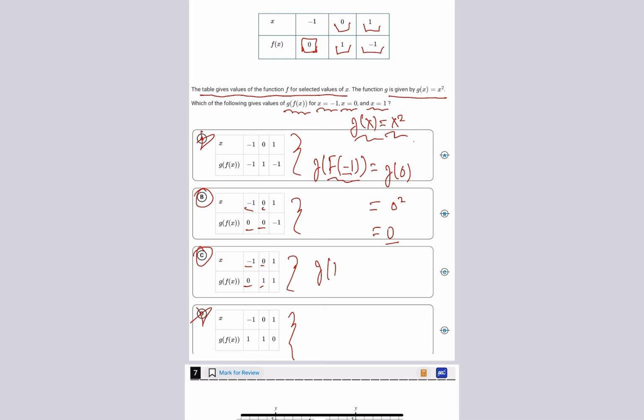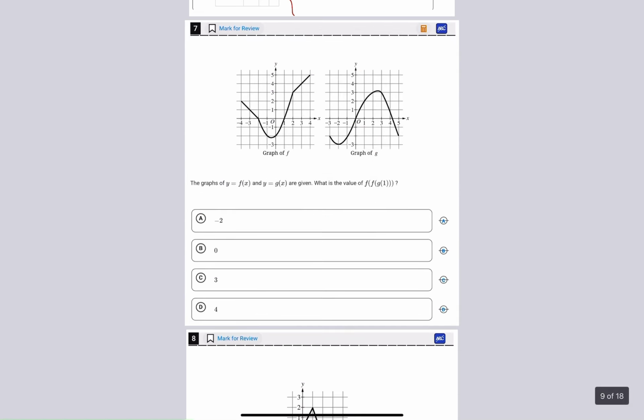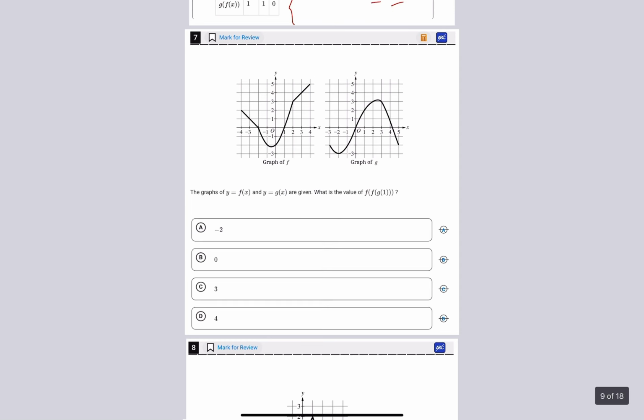We have g of f of 0. Now, when x equals 0, f of 0 equals 1, so this is simply g of 1. Now, what is g of 1 equal to? Well, it's just 1 squared, which is equal to 1, looking back at g of x, which equals x squared. So the correct answer in this case would be option C and not B. That's it. Okay, moving on to question number 7.